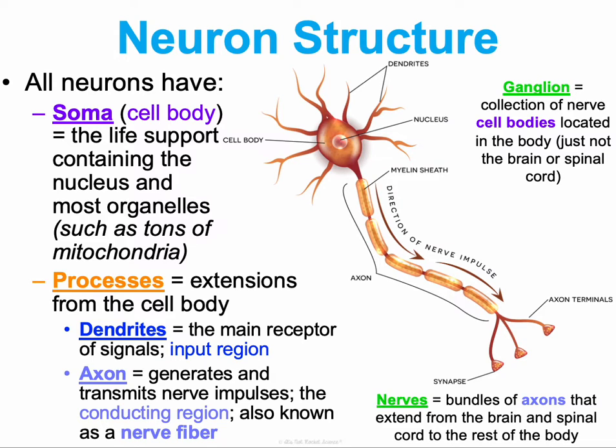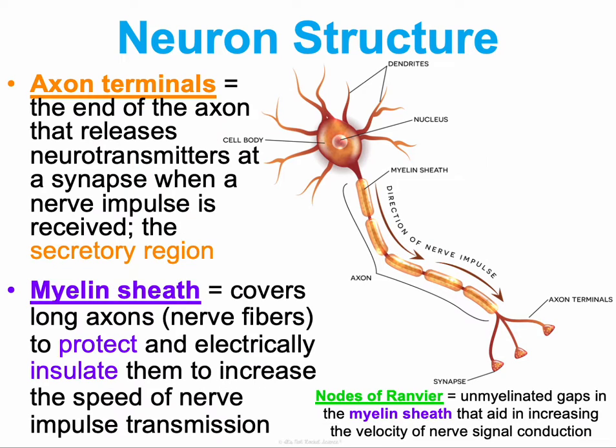So yes, super important cells. All right, so a few more terms when it comes to the neuron structure. First is going to be the axon terminal. This is going to be the end of the axon that releases neurotransmitters at a synapse when a nerve impulse is received. This can also be called the secretory region.